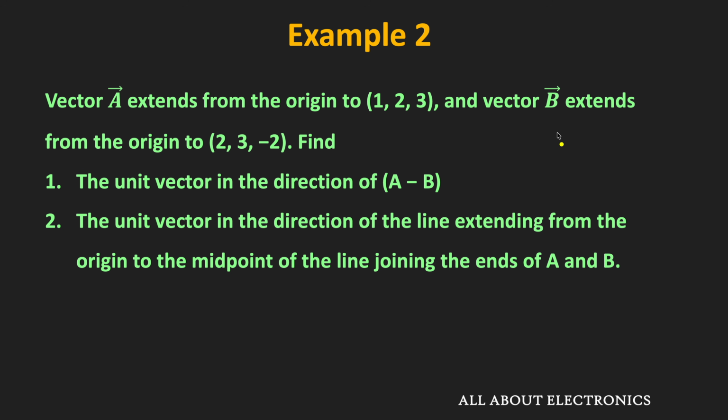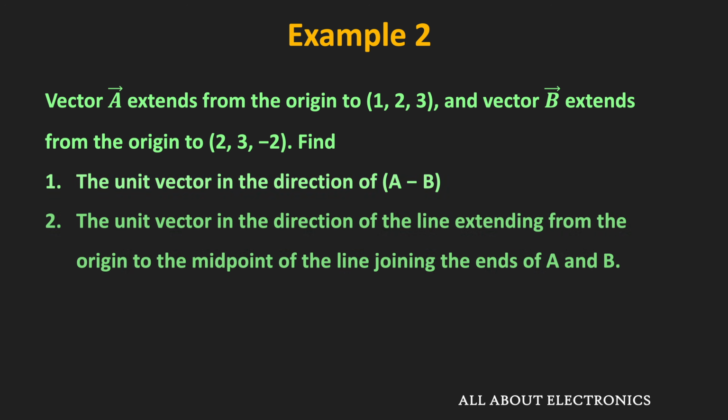And similarly, the other vector B extends from the origin to this point, that is (2, 3, -2). So here, first we have been asked to find the unit vector in the direction of A minus B. And then after, we have been asked to find the unit vector in the direction of the line that is extending from the origin to the midpoint of the line that is joining the points A and B.